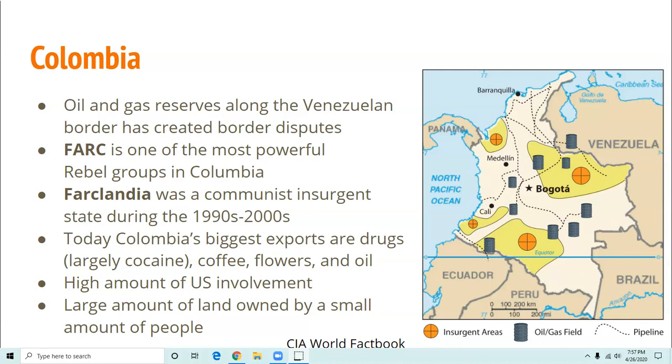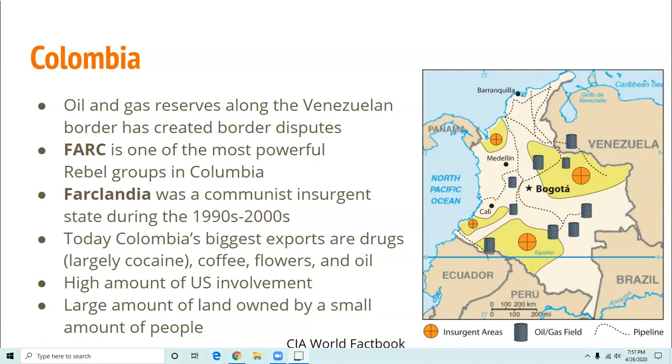So insurgent states are different than failed states in that a failed state would have absolute anarchy and no type of government structure. Insurgent states do still have a government set up. They can have some social services, although they are definitely in opposition to the recognized government. In this case, Farklandia was not recognized by the United States or many other countries.